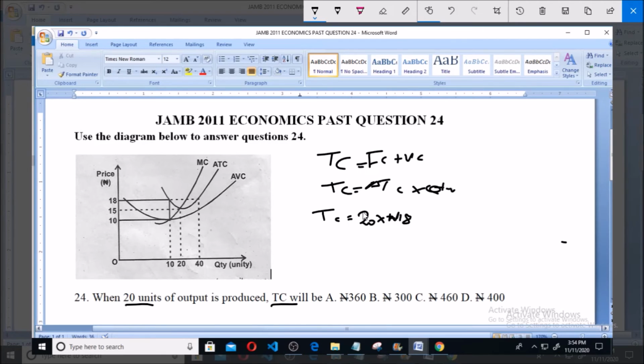We got our 18 naira from the curve: the AVC curve cuts at 18, and the ATC curve cuts at 18. So we're going to have 18 times 20, which will give us 360 naira. So therefore our TC will be 360, which is option A.